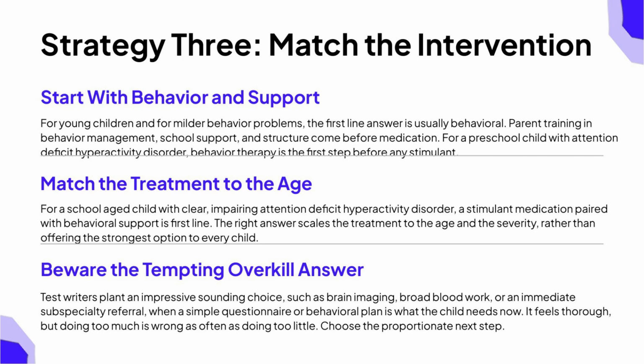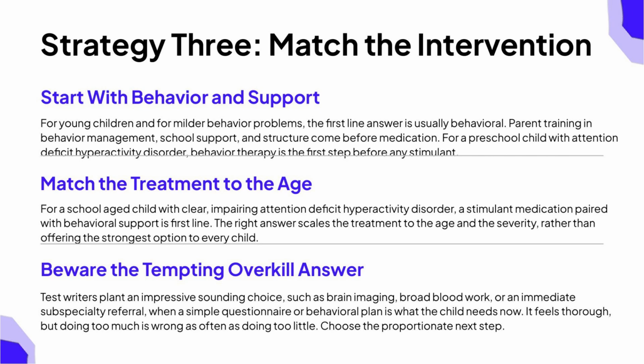Second, match the treatment to the age. For a school-age child with clear impairing attention deficit hyperactivity disorder, a stimulant medication paired with behavioral support is first line. The right answer scales the treatment to the age and the severity.